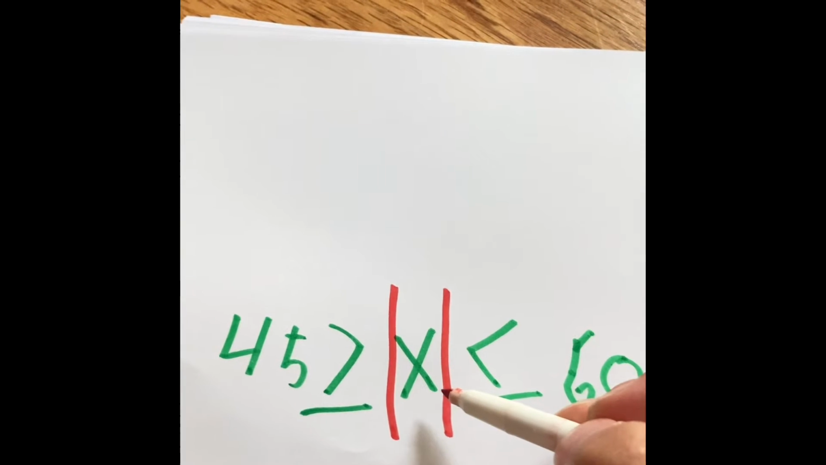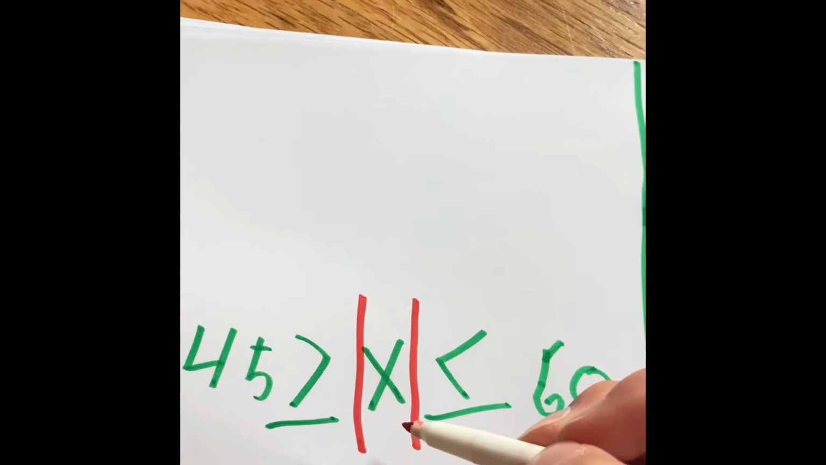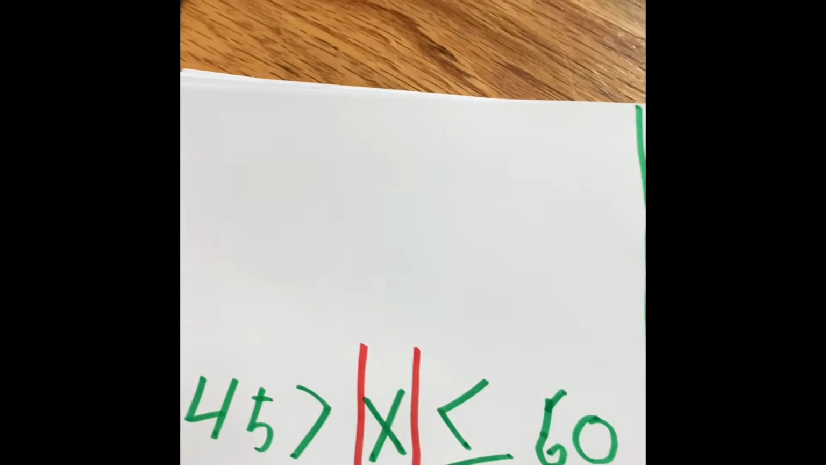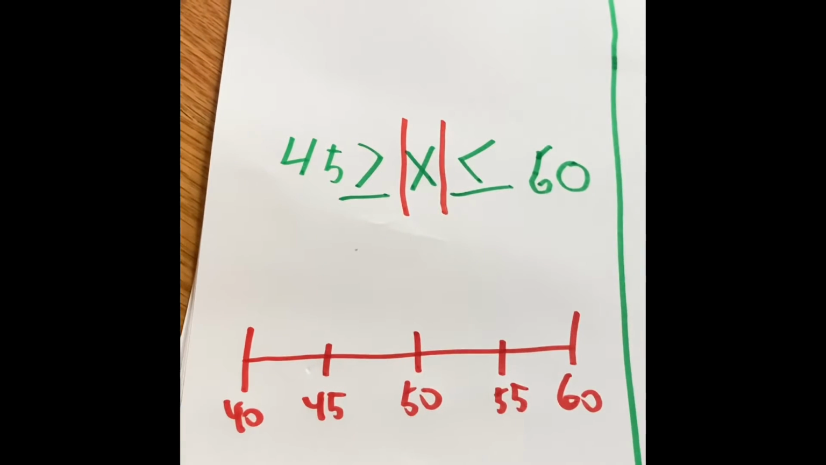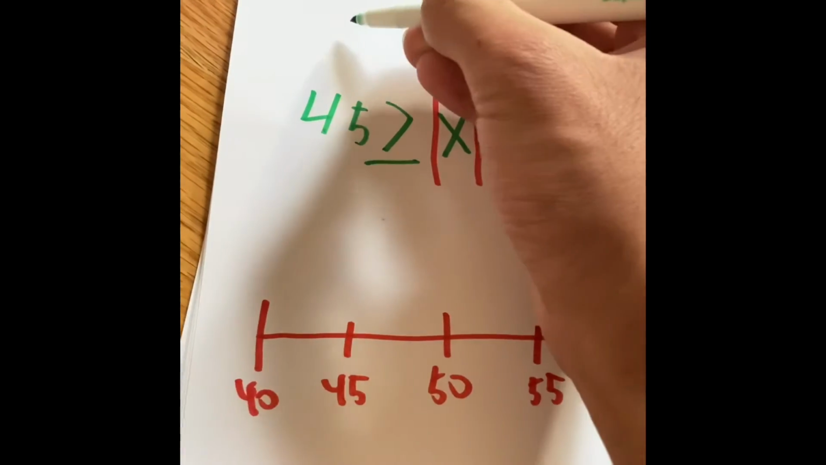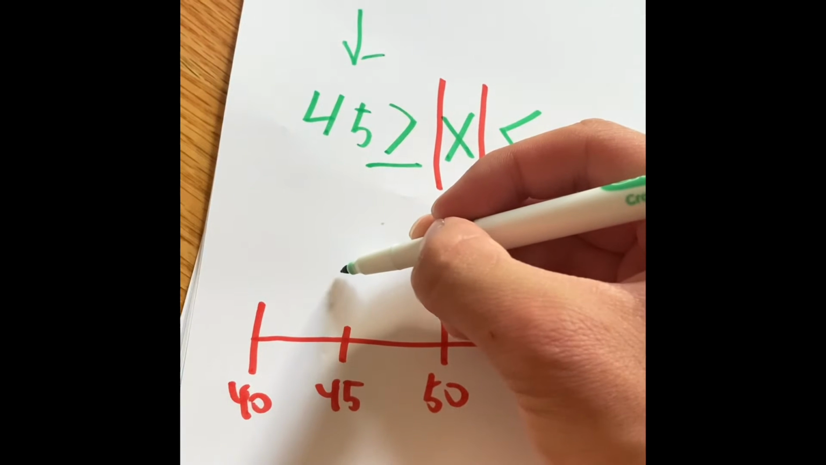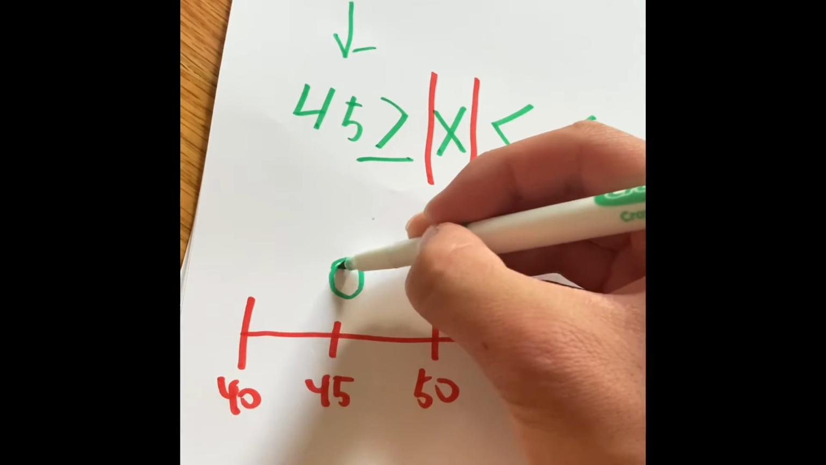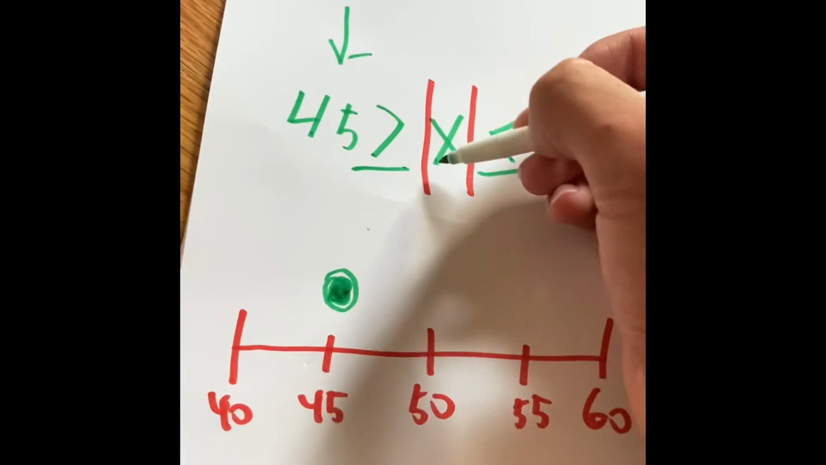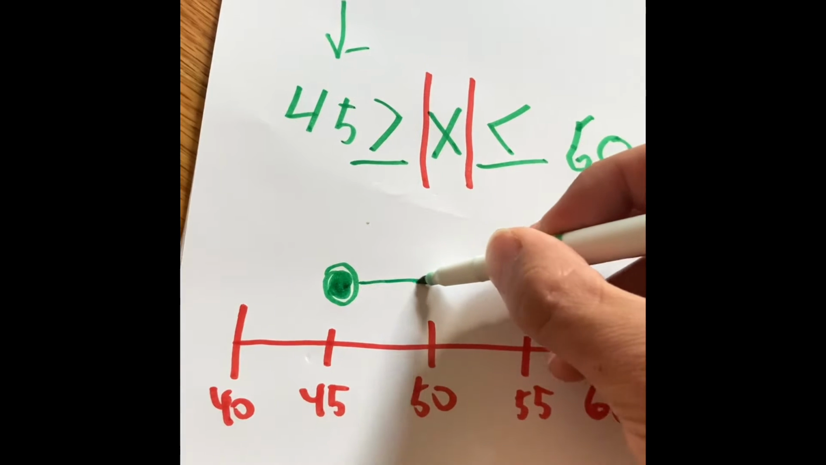So x has to be more than or equal to 45, and x has to be less than or equal to 60. So we can find out and understand that on a simple number line. So it says in the first part right here that x can be 45 or more. So we can bubble in 45 because it's telling us x can be 45 or more. Then we can go this way.